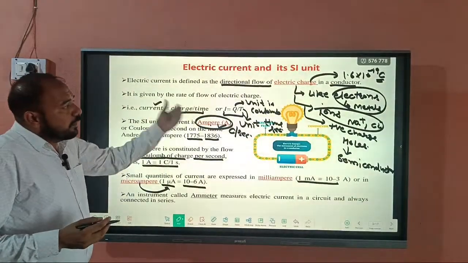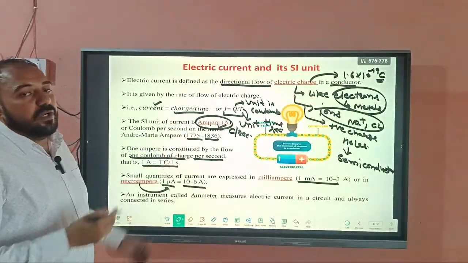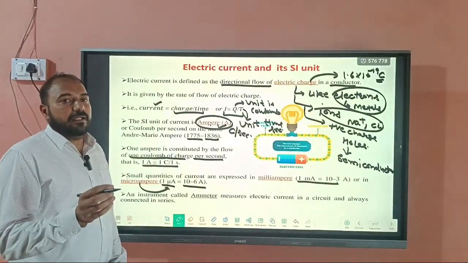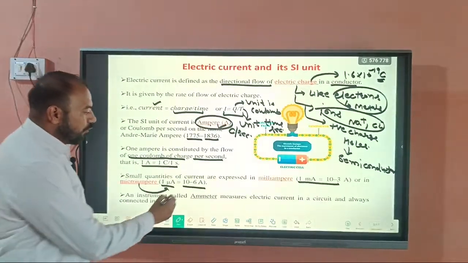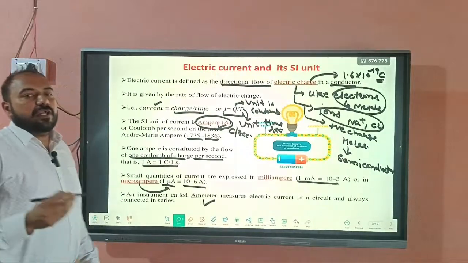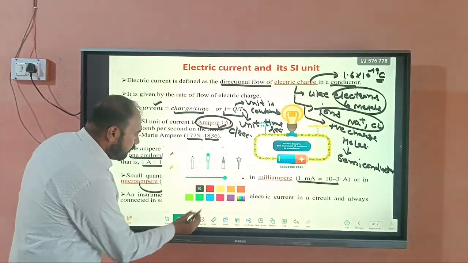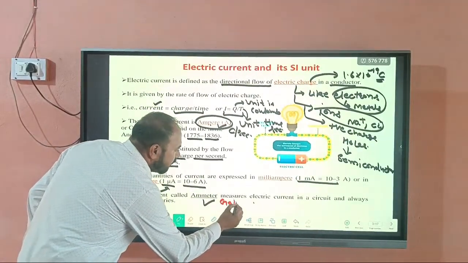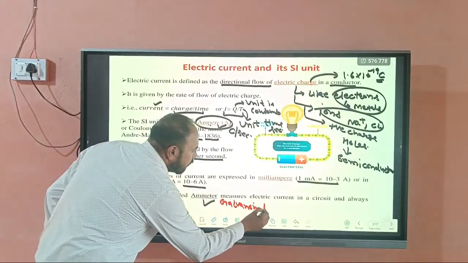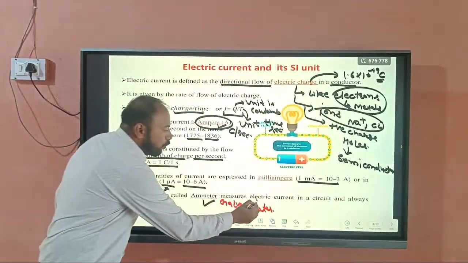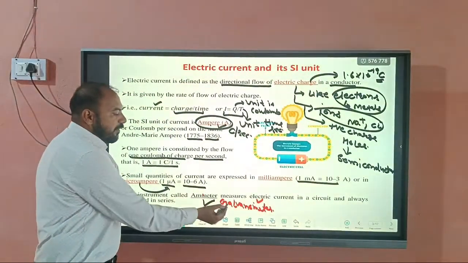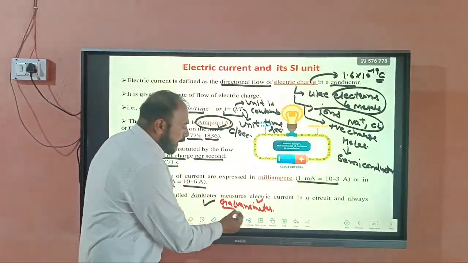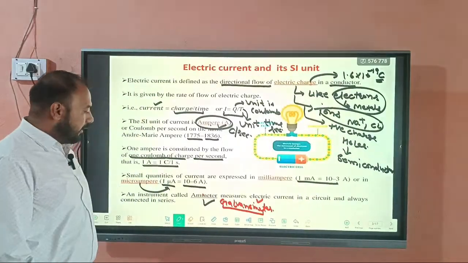So this is about what electric current is and its SI unit. Next, which devices are used to measure electric current? Basically two types of devices are used: first is the ammeter, and second is the galvanometer. The galvanometer is another device used to measure electric current. The difference between them is that an ammeter measures large quantities of electric current in ampere, while a galvanometer measures small quantities of electric current.